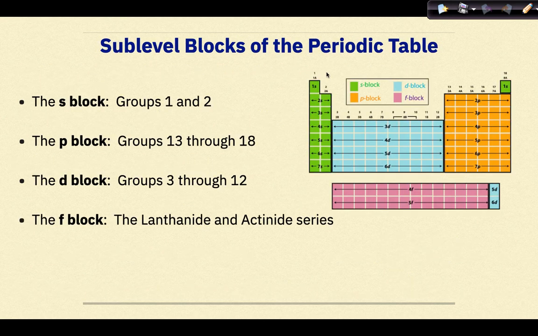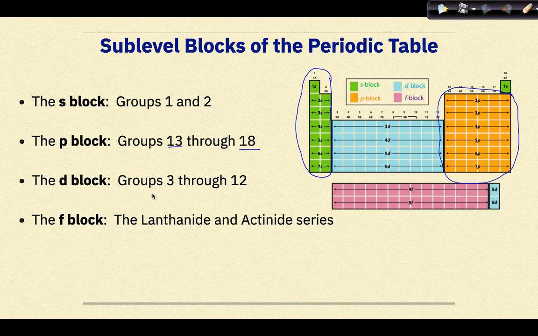Sublevel blocks of the periodic table. The S block is groups 1 and 2. So groups 1 and 2 right here, we can see that there is an S represented all the way through here. This is where the S sublevel will be filled. The P block is groups 13 through 18. So this gold colored section right here. So if you're filling the P sublevel, you are dealing with elements in this location.